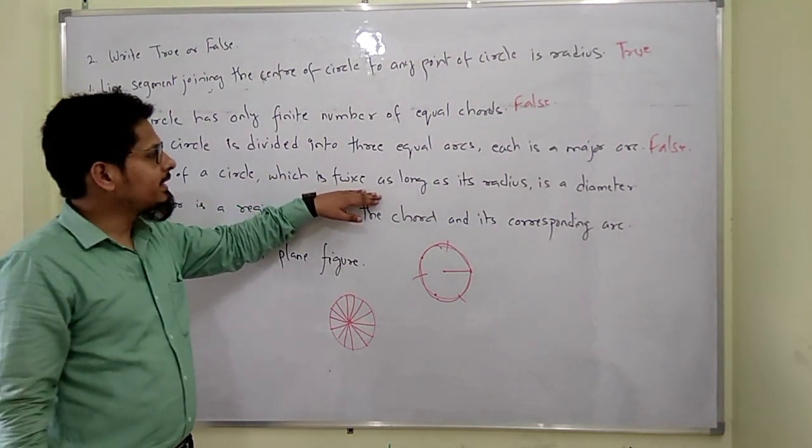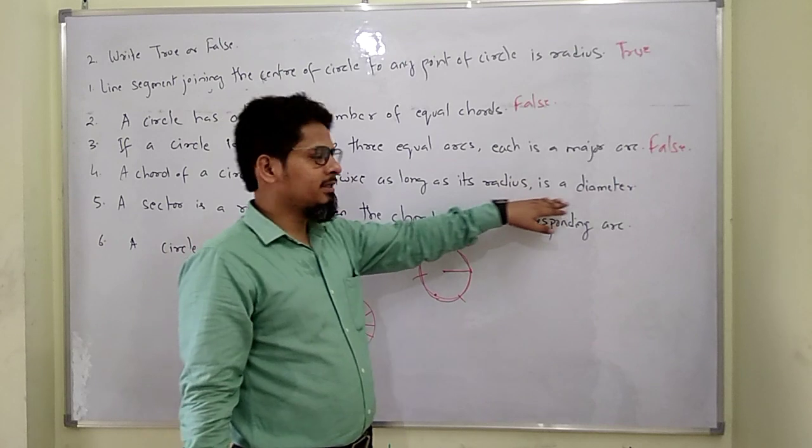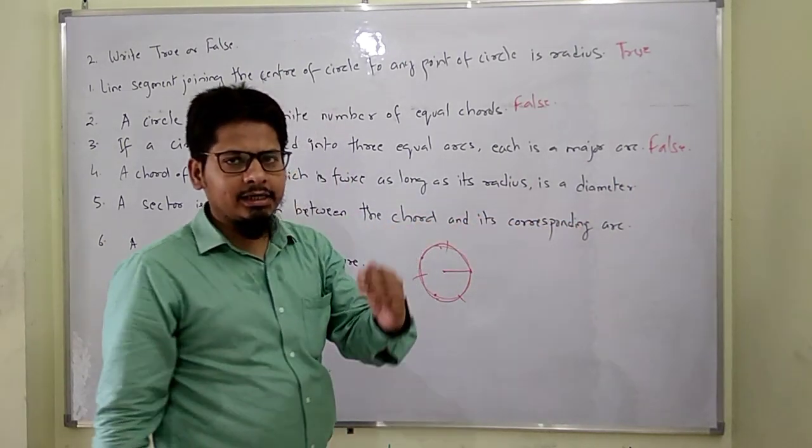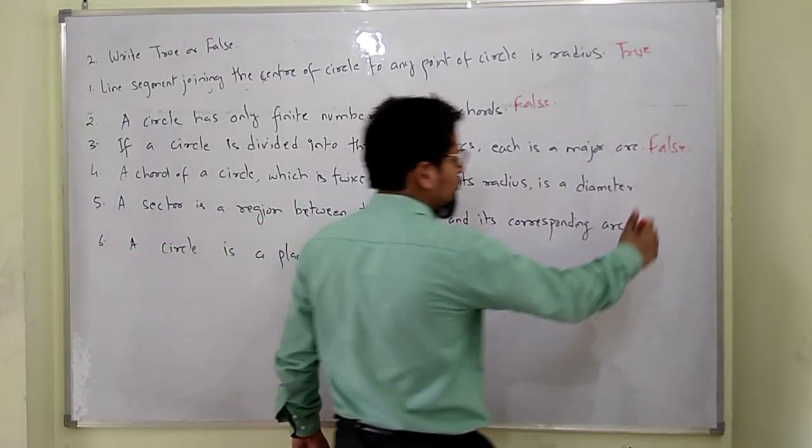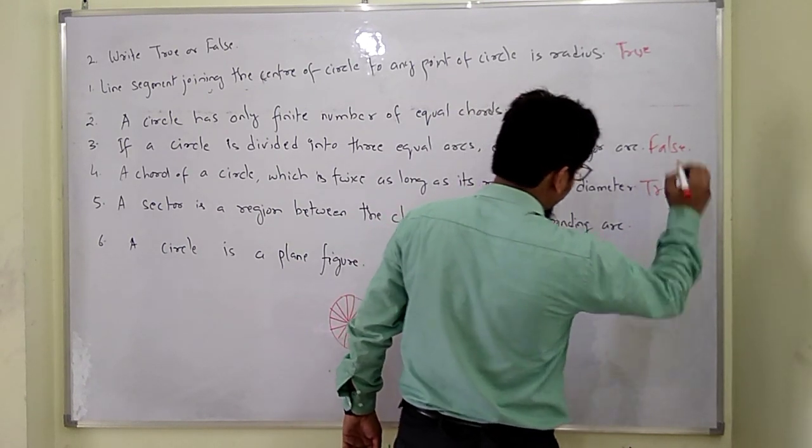Fourth point: a chord of a circle which is twice as long as its radius is a diameter. It is a simple thing, right? The diameter is twice the radius, so this is true. This statement is true. Okay.